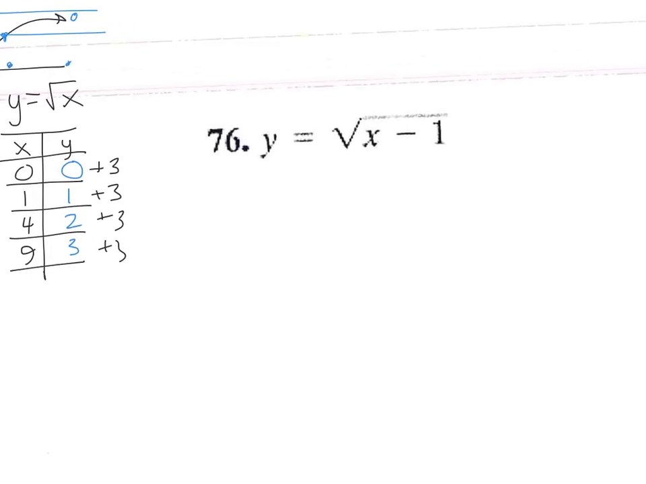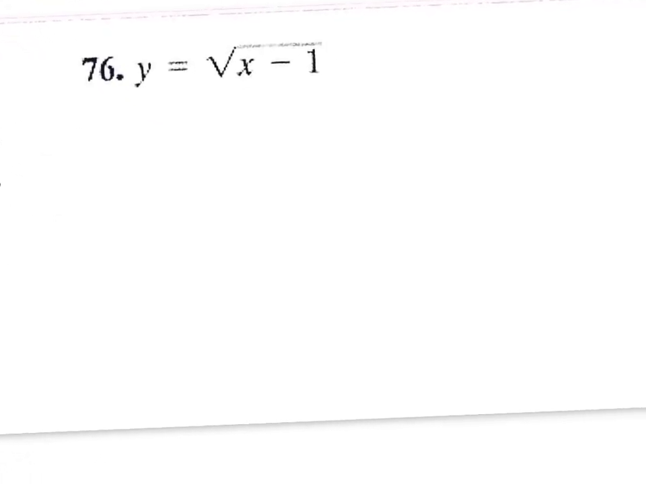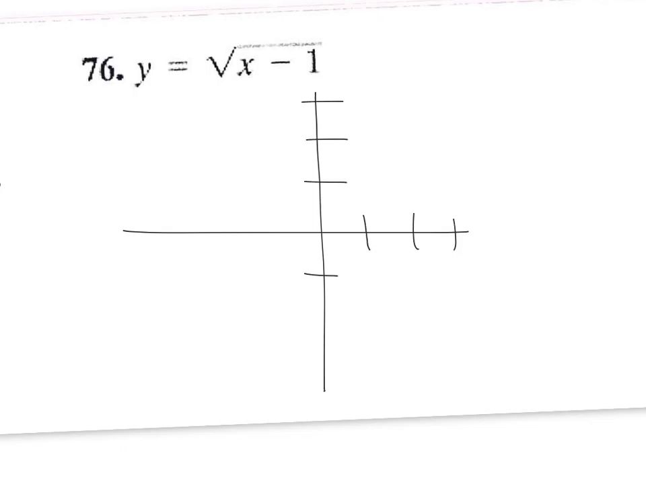Number 76 is now underneath the square root where you're subtracting 1. So what this is going to do is shift it to the right one. Kind of like the vertex form of a parabola, it goes right if it's negative and left if it's positive. So it starts at 1, 0 and goes this way. And you can make a table too to look at that.